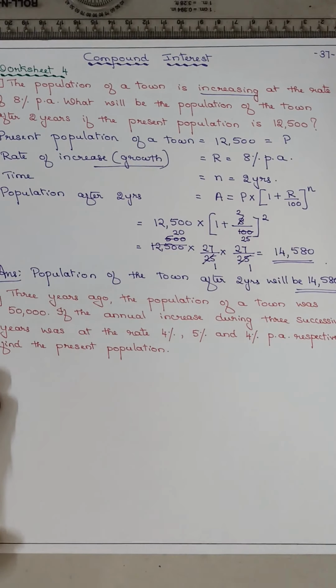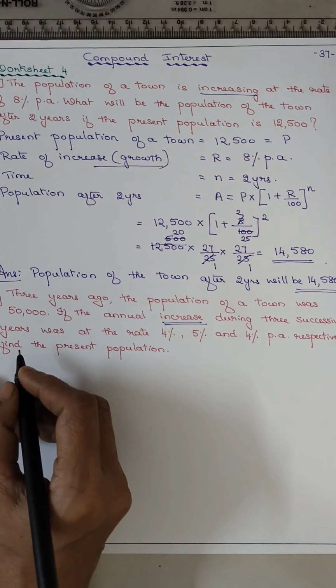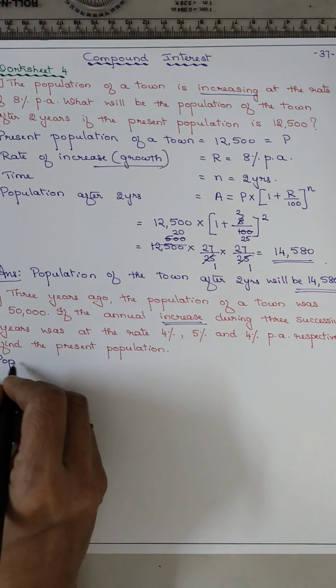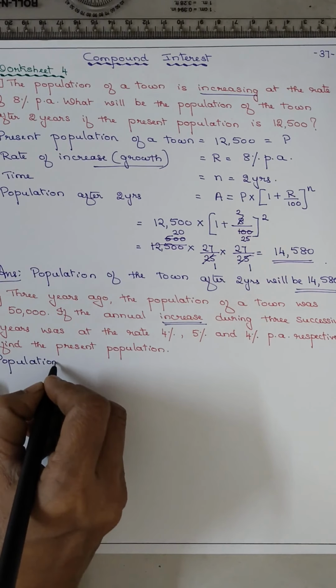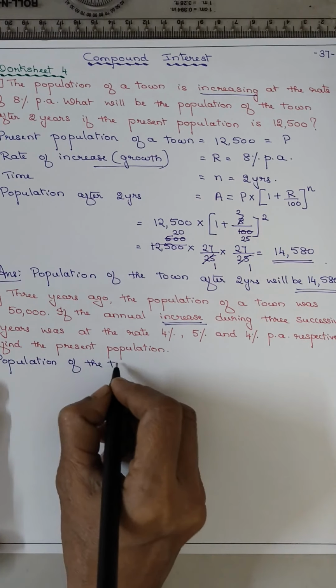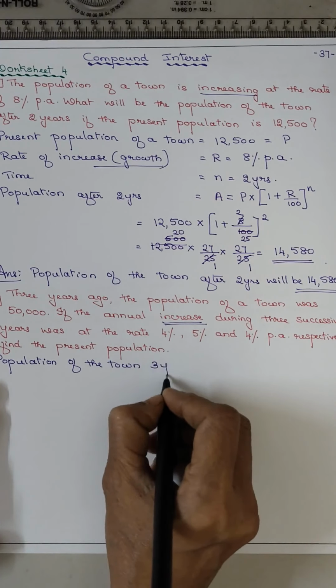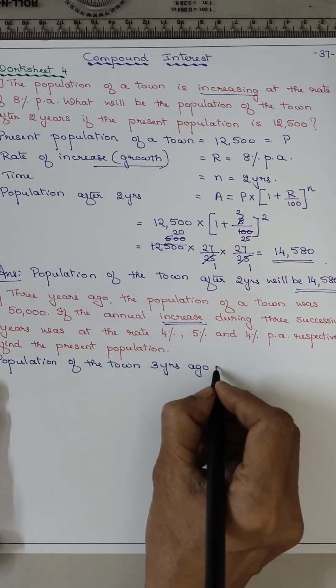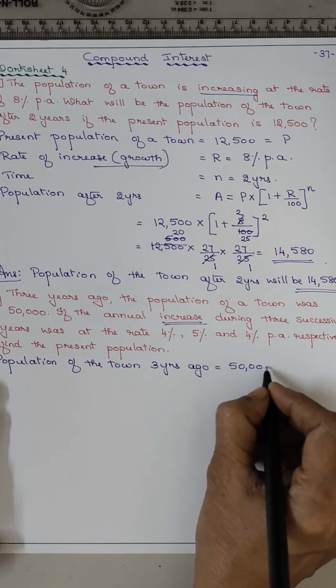population of the town was 50,000. Now if the annual increase during the 3 successive years was at the rate 4%, 5%, 4% per annum, the rate of increase is different. Find the present population. So the population of the town 3 years ago, 3 साल पहले का दिया है 50,000, that means it is P.